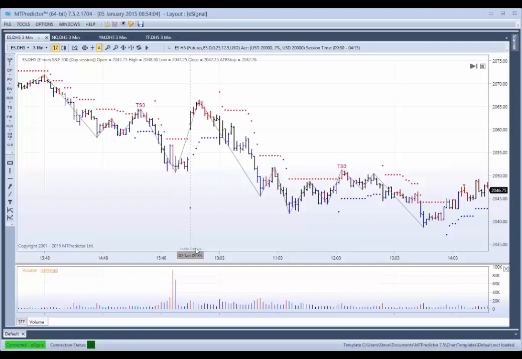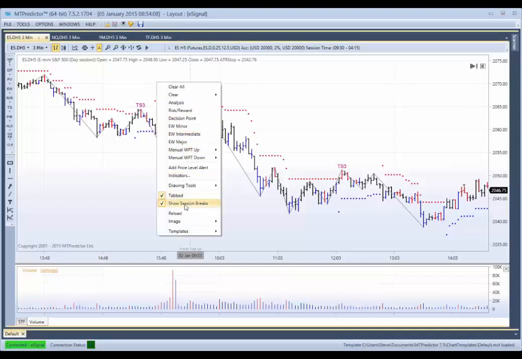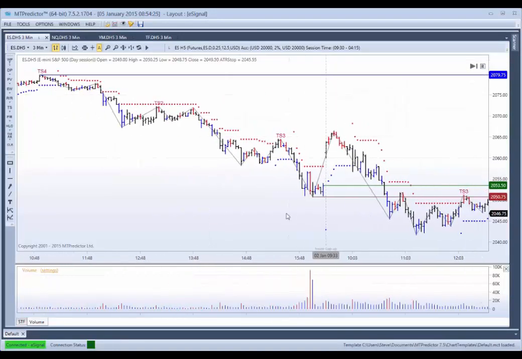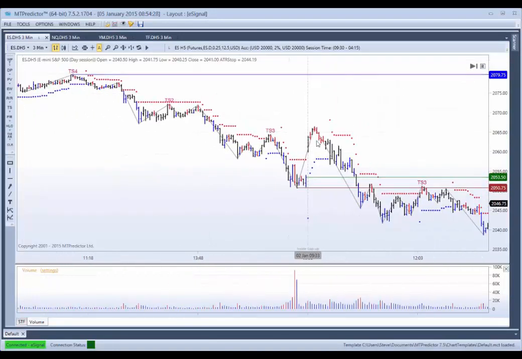On our indicator here, on our MTPredictor 7.5, if I right mouse click and select show session breaks, you can see it identifies the start of the day and it tells you that it's an inside gap up. If I go to HLC and show high-low close, what this does is put the high, low and close on from the previous day, in other words the day before. So if I scroll back, scrunch it up a bit, you can see on this day here, which is Jan the 2nd, we had a gap up, but it gapped up inside relative to the previous day's range.